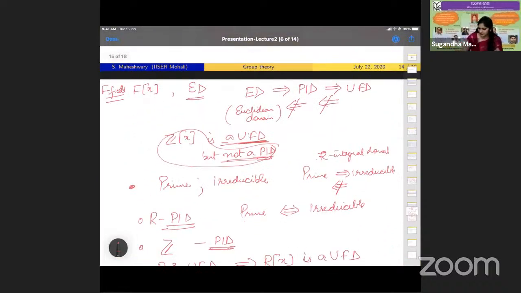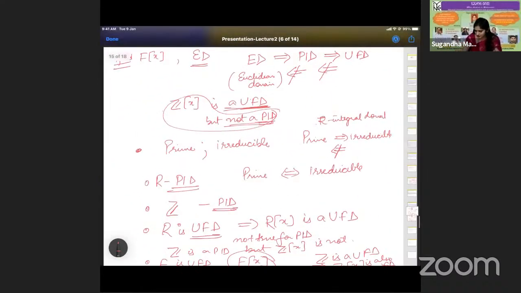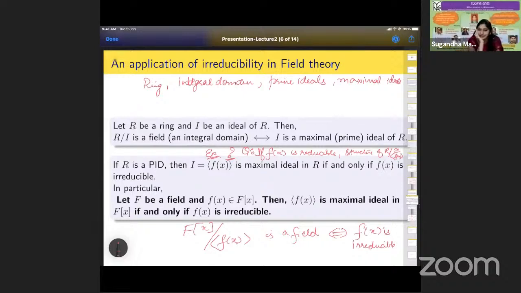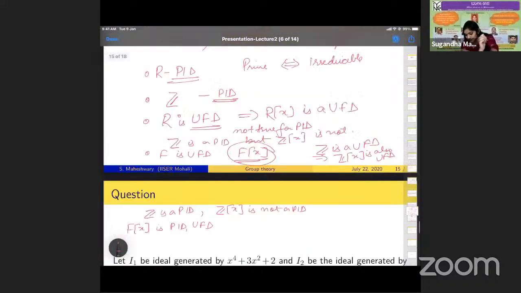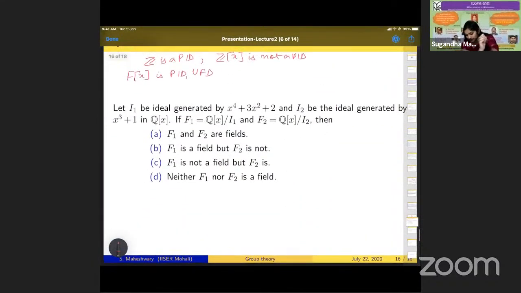Okay, right. So in a nutshell, if you go back to this slide, which I told you earlier, R mod I, in a PID, you have this maximality condition coming from irreducible. So whenever you apply that this polynomial is irreducible, it implies that this is a maximal ideal. You just need to be sure that the ring that you're working with is a PID. That's it. And Z[x] is not a PID, is something that you have to take care of.